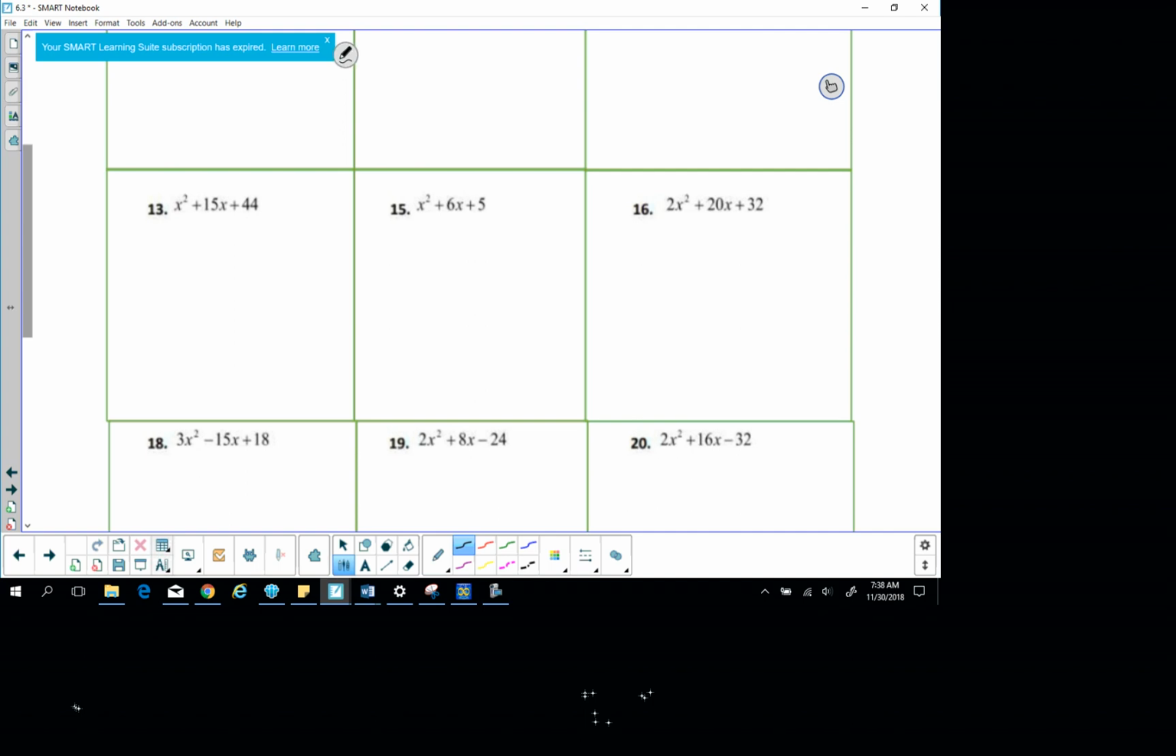First, when you see it, is there a number that goes into all 3 on number 16? Which number? 2. Divide each by 2. And so you know that GCF is going to go in the answer, like right there. So see how if you're dividing by GCF, it's always on the outside of your answer. And so you end up getting x squared plus 10x plus 16.